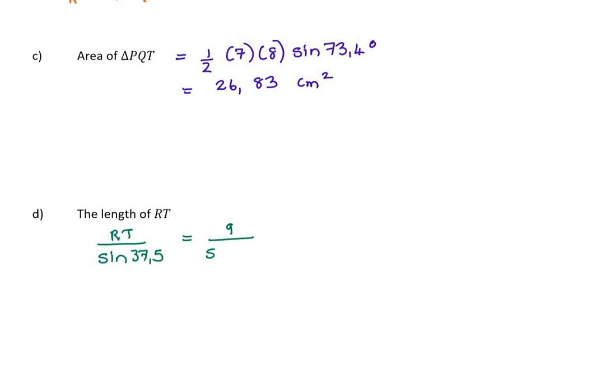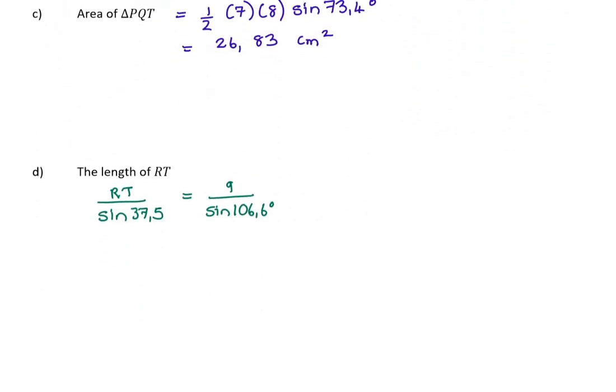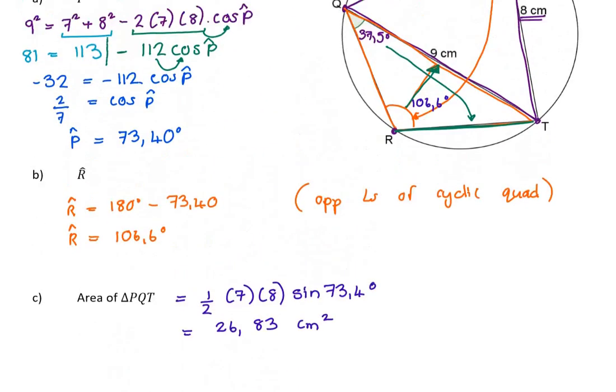divided by sine, and I think it was 106,6. I'll scroll up and check. 106.6, absolutely. Notice I put the side length at the top because that's what I was solving for. So if I multiply by sine of 37.5, I get 5,717, so 5,72 centimeters. Now again, always just look whether that's possible.